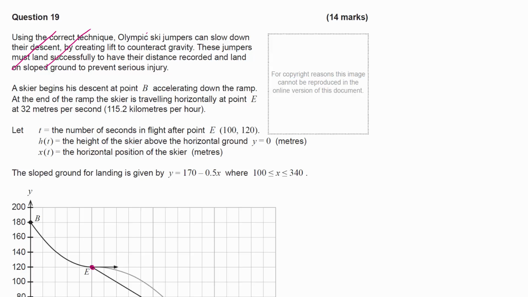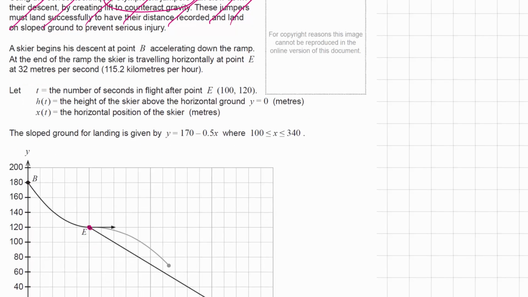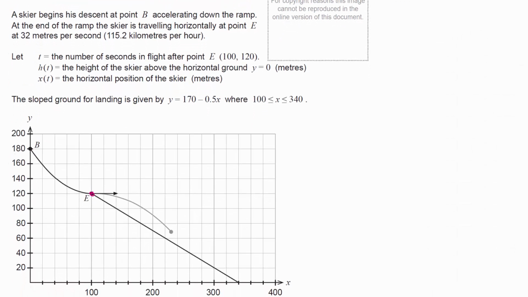The first paragraph here doesn't contain anything important mathematically. It just talks a little bit about Olympic ski jumpers. So we can ignore that.